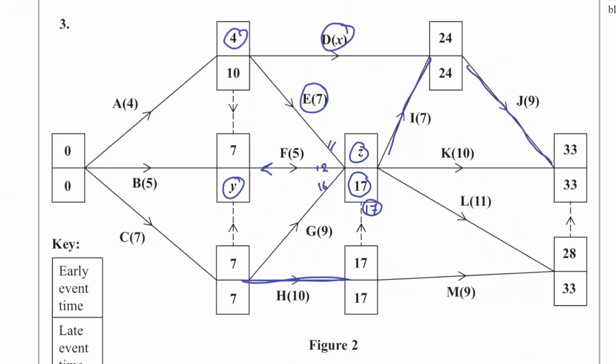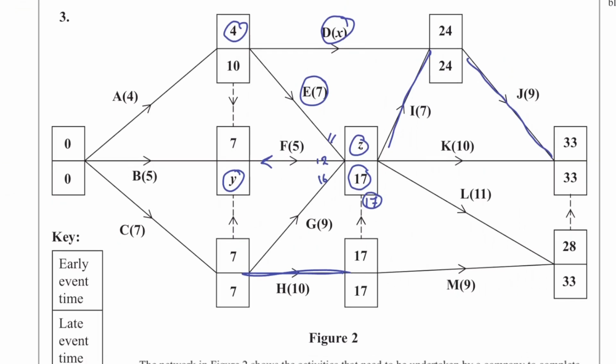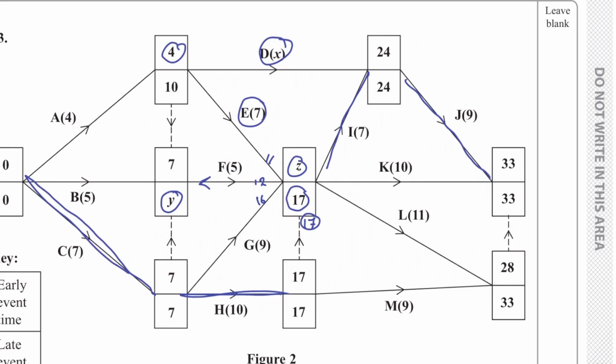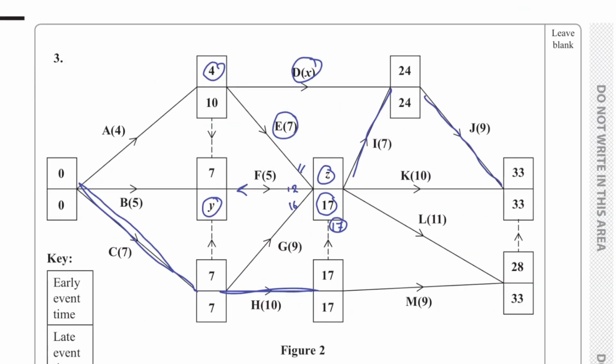And then this, what was Y again? 12 minus 5. Okay, that does not have a float of 0. 10 minus 4 is not okay either. So C is going to be a critical activity. So that's 7 plus 10. Okay, so it's going to be C, H, I, J.